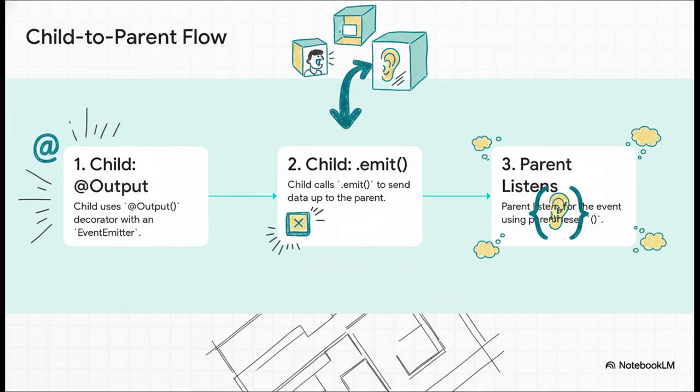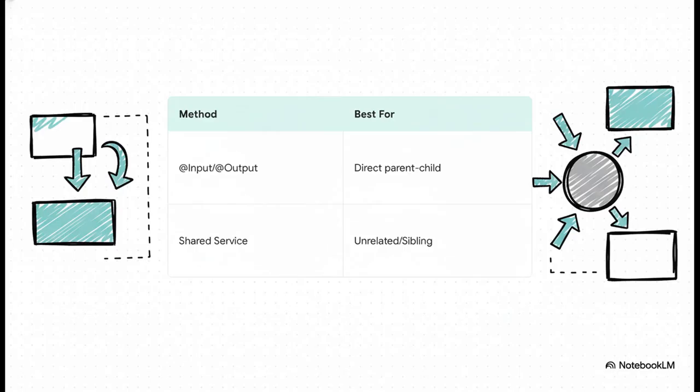But what happens when the child needs to talk back to the parent? Let's say the user clicks a delete button inside that user card component. Well, now the child uses the @Output decorator along with something called an EventEmitter to basically create its own custom event. It can then emit a signal, like a flare, up to its parent, who is listening for that exact event using parentheses.